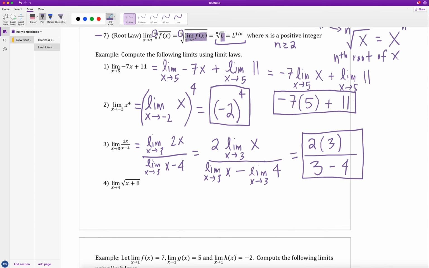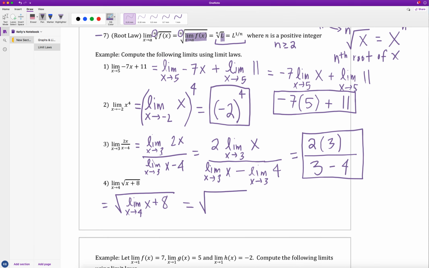So example 4 says the limit as x approaches 4 of the square root of x plus 8. So we're going to look at a root law here since I have a square root. So the first thing I'm going to do is apply that, and I'll get the square root of the limit as x approaches 4 of x plus 8. From here, I can break apart this limit using the sum law since I have the x plus the 8.